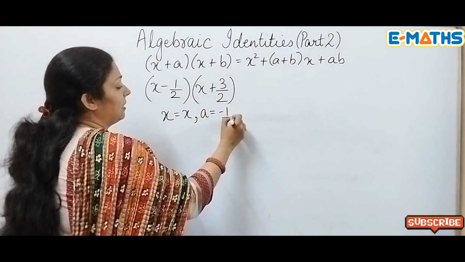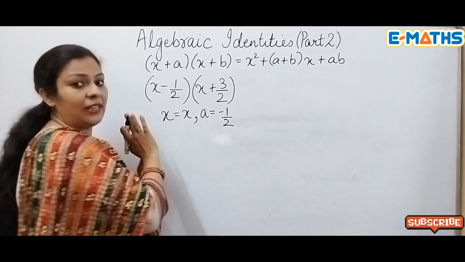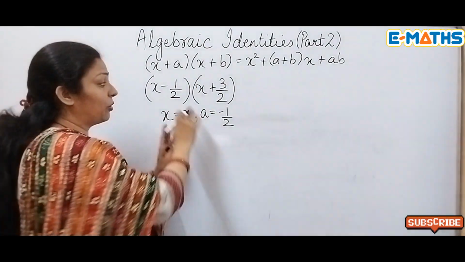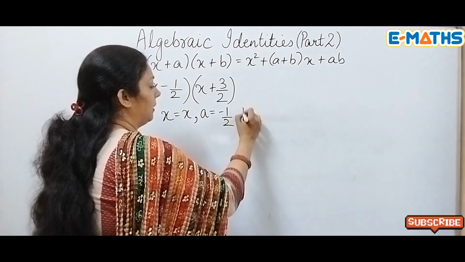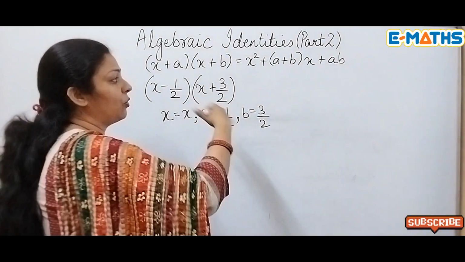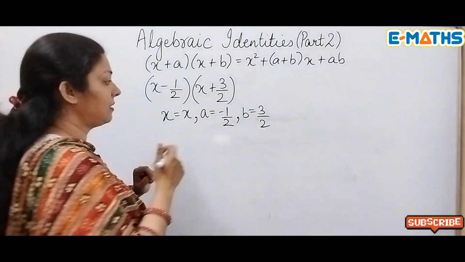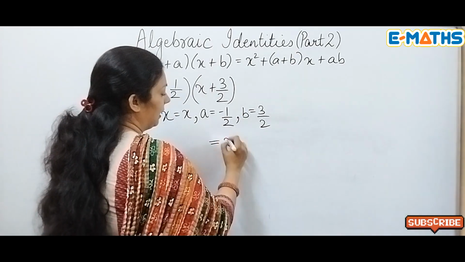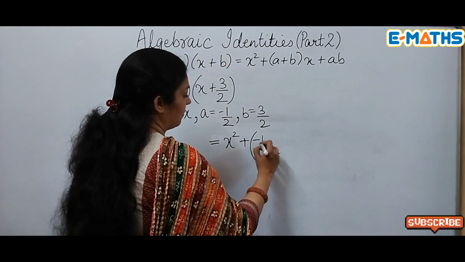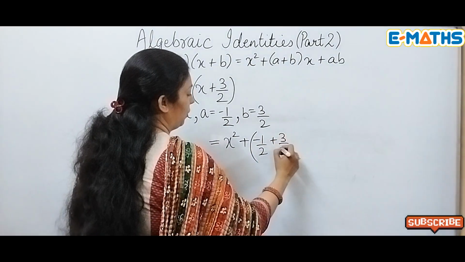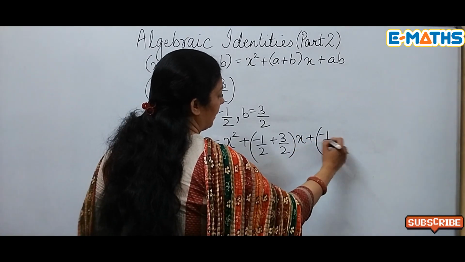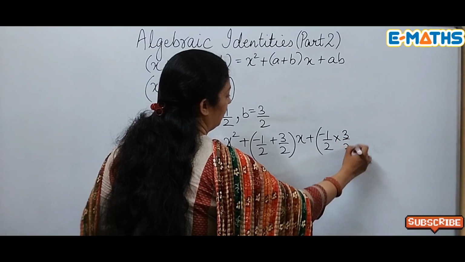Here a is minus 1 by 2. Since I have not changed the identity, I am using the plus sign only, so I have to take the value of a as negative because it is in the question. Then b is 3 upon 2. As I told you, our answer is going to be in the form of the RHS, so we'll put the values over there. x square remains the same, plus in the bracket you will have minus 1 upon 2 plus 3 upon 2, x plus, then multiply minus 1 upon 2 into 3 upon 2.